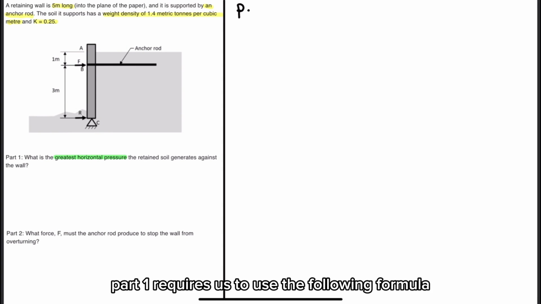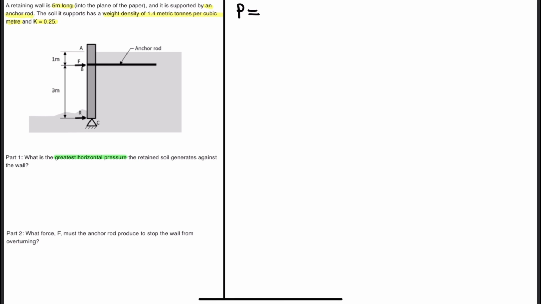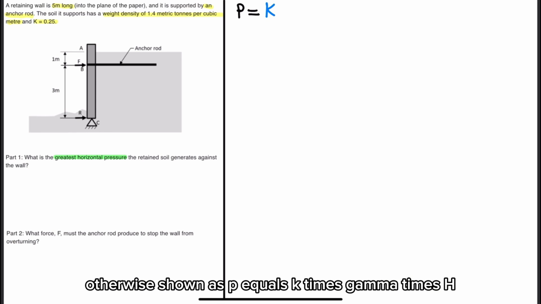Part 1 requires us to use the following formula where the horizontal pressure is equal to the coefficient of earth pressure multiplied by the unit weight of the soil multiplied by the total depth, otherwise shown as P equals K times gamma times H.